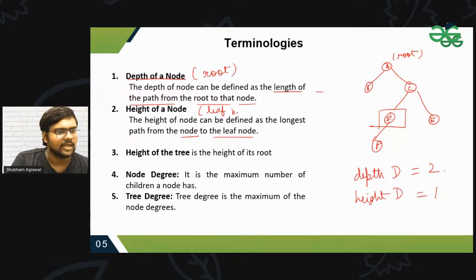Now let's talk about the height of the tree. So the height of the tree is defined as the height of its root. As you can see, the distance from leaf to root is 1, 2, 3. So the height of this tree is 3.